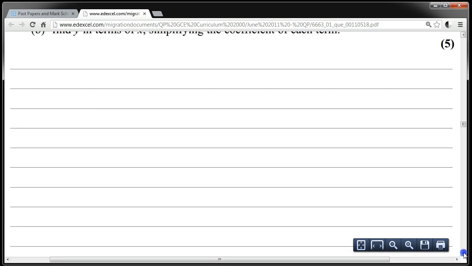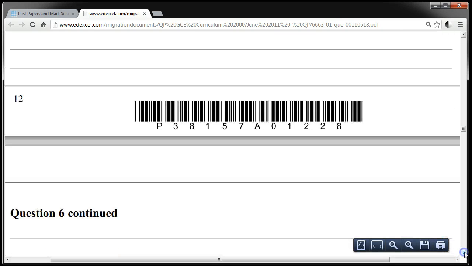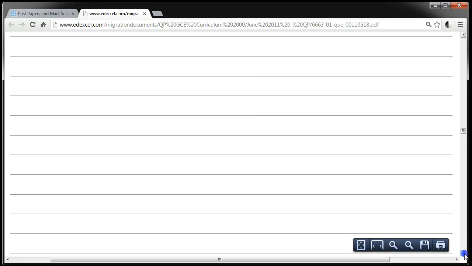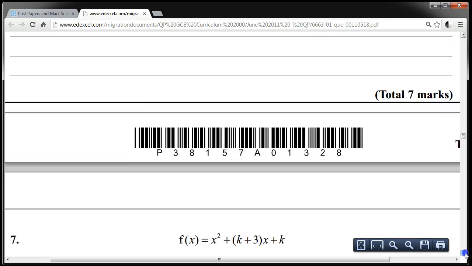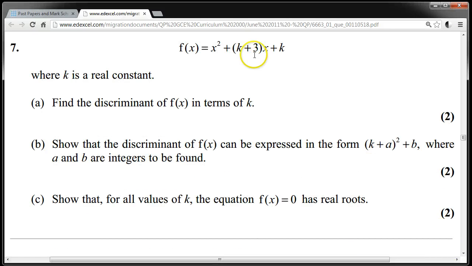So again, that's a fairly standard question. Slightly awkward in terms of splitting the terms up though, isn't it? So we have to be a bit careful on that one. Here's a quadratic. K is a real constant. Find the discriminant. That'll be easy.